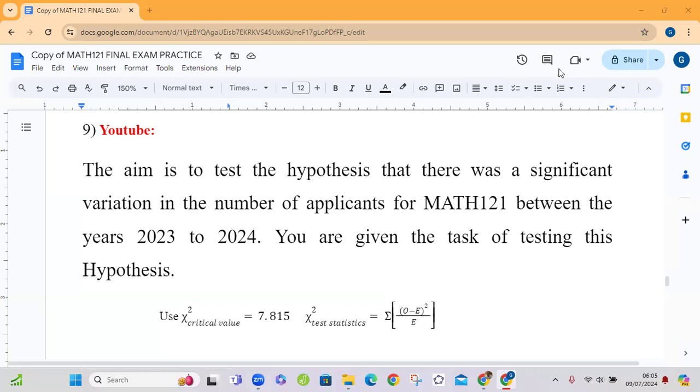So this is a chi-square test for variation. Here you've got the chi-square critical value, which is 7.815, and the formula to calculate the chi-square test statistic.